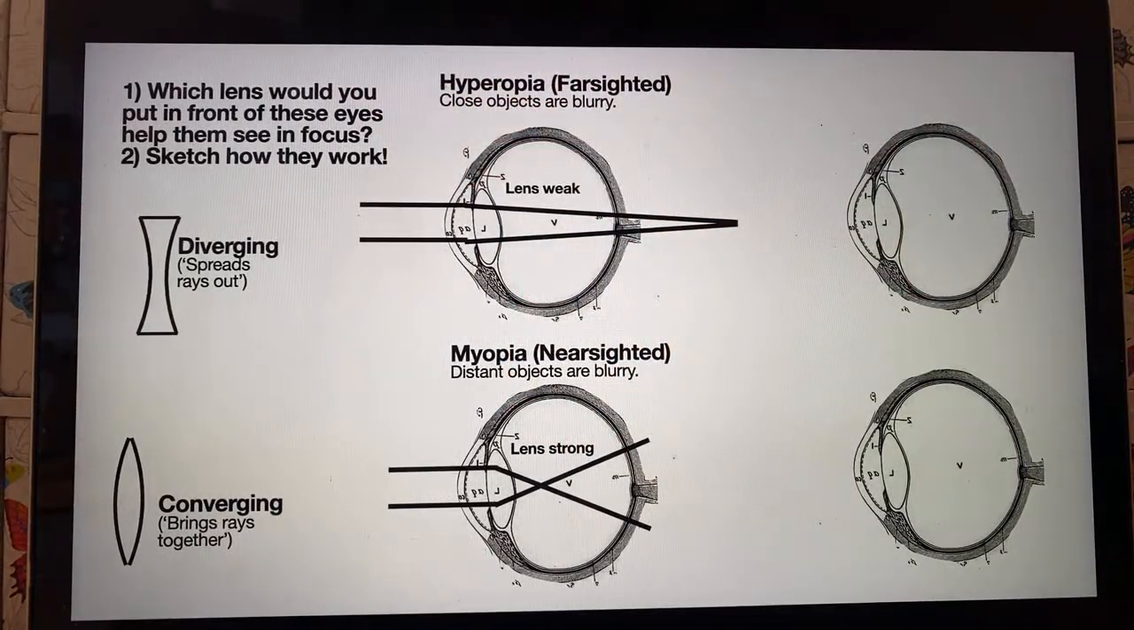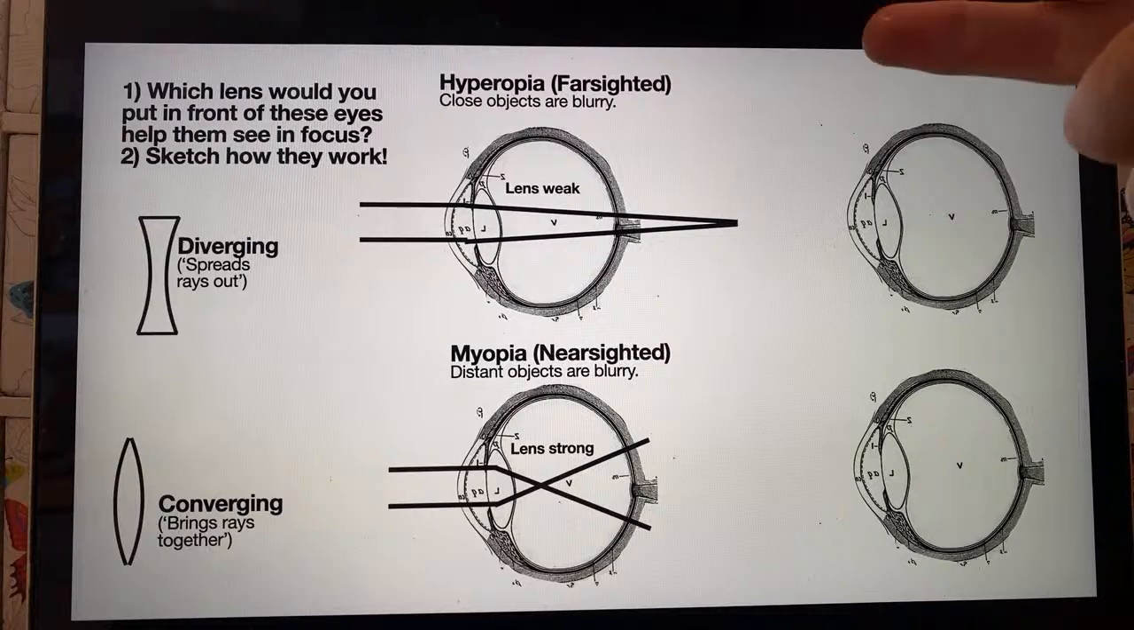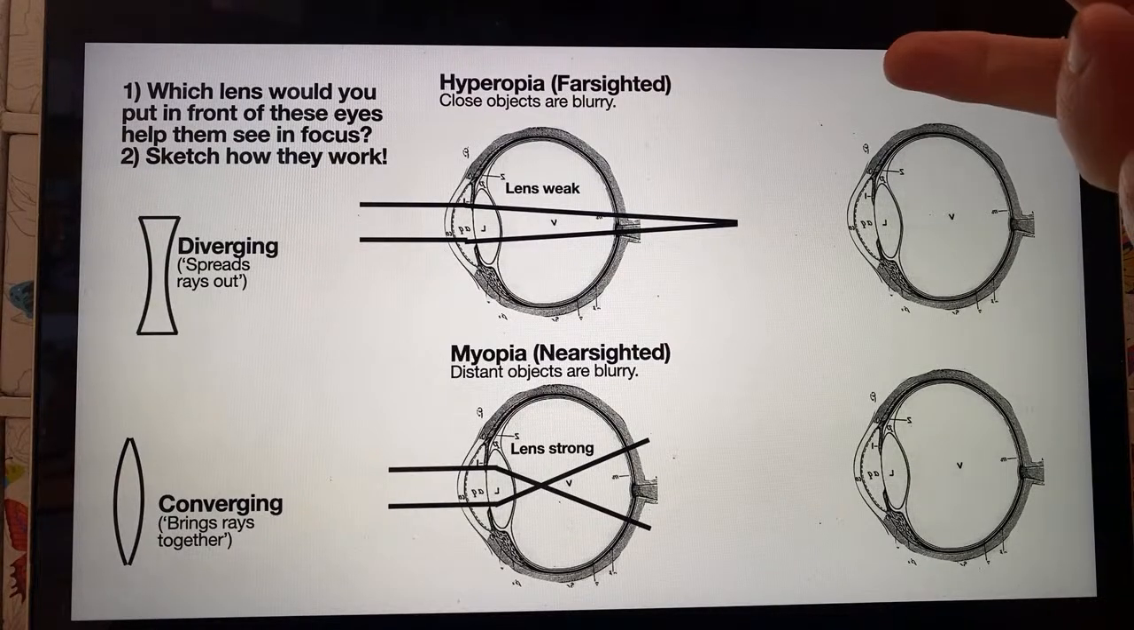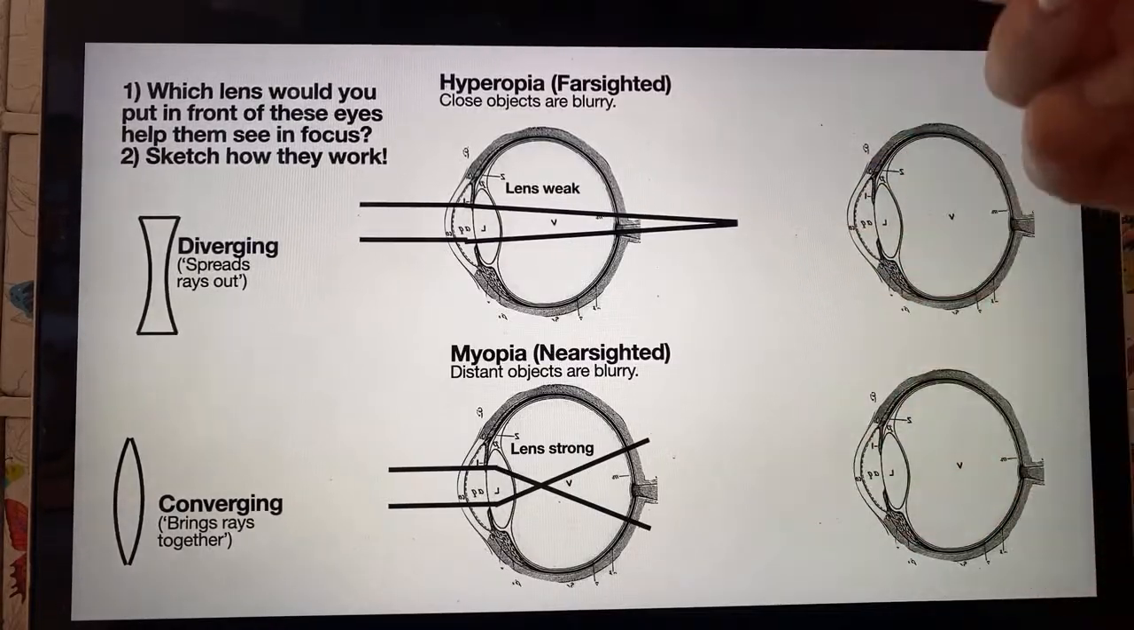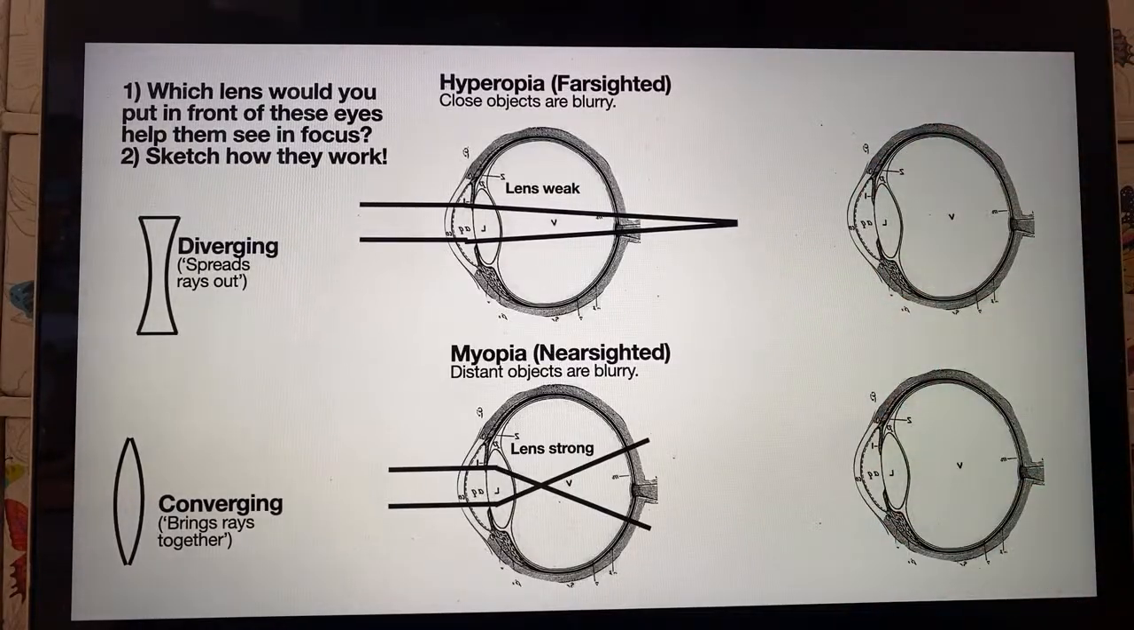Which lens would you put in front of each of those eyes to help them see in focus? And if you've got the printout, or even if you haven't, it's not that hard to sketch, is it? Maybe you can sketch the right lens and show what actually happens to the rays of light. One of those people is going to need a diverging lens in front of their eye, and the other person is going to need a converging lens. What do you reckon? You can answer just question one if you like, or you can answer both of them.